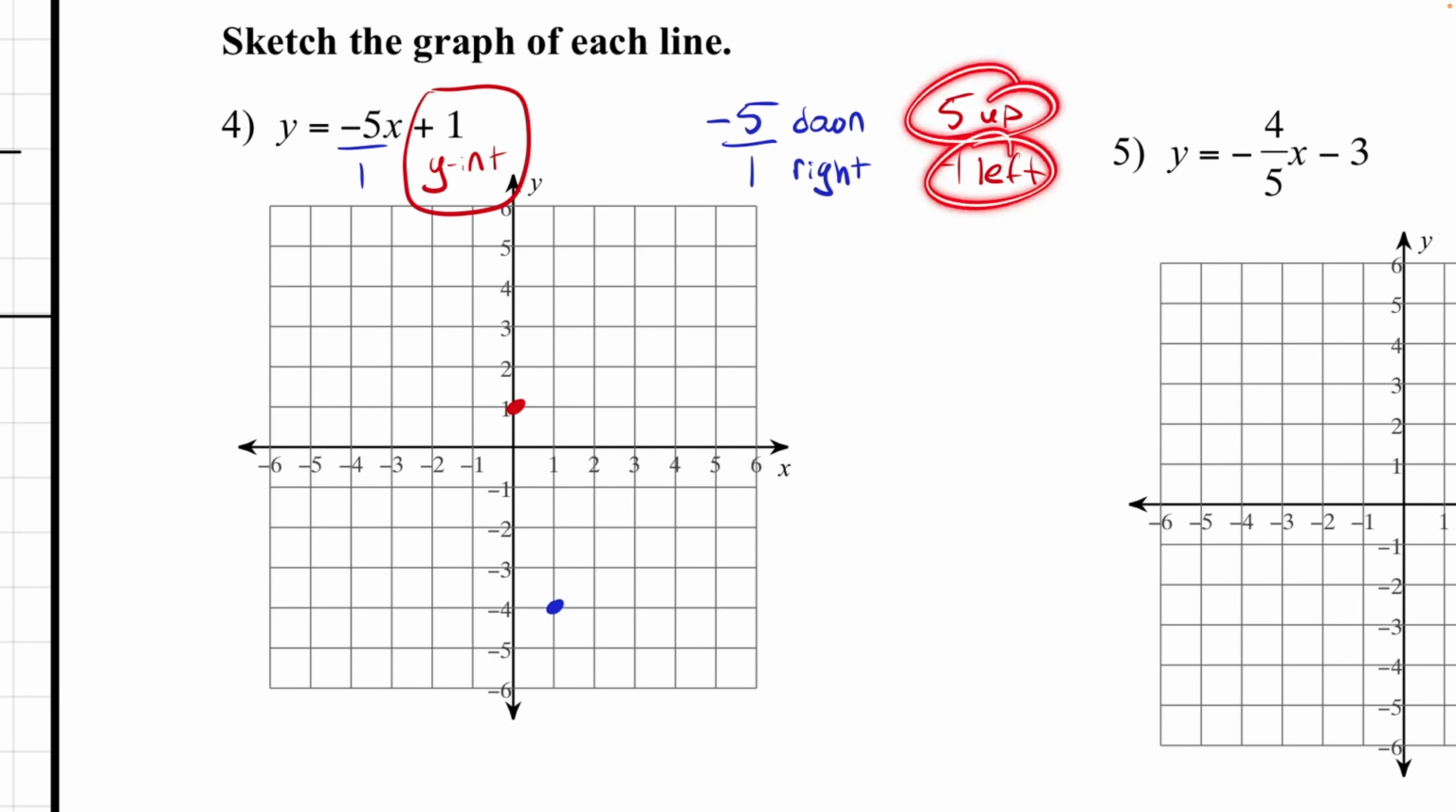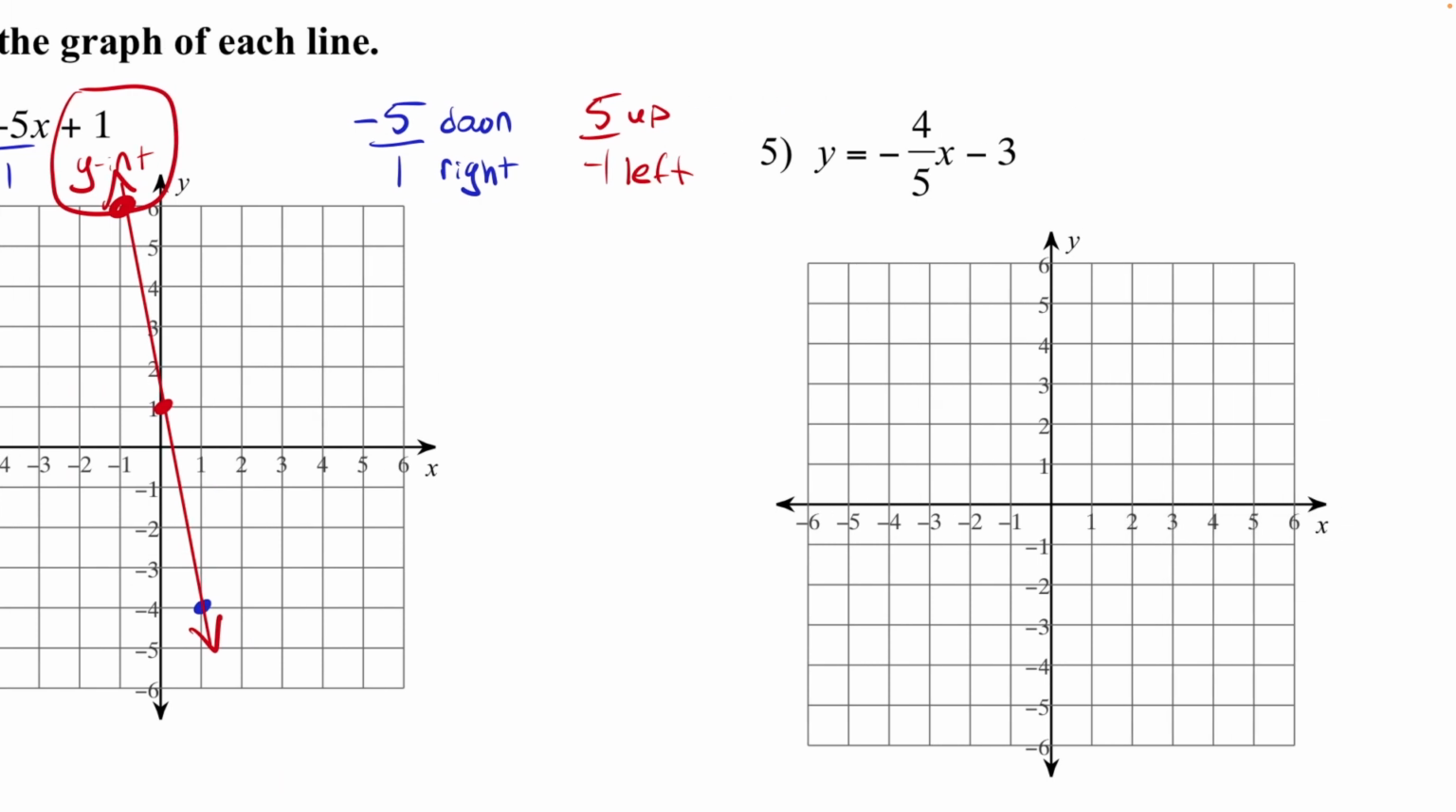So I'm going to go 5 up, 1 left from my y-intercept. So 1 left, boom, and then I go 5 up. 1, 2, 3, 4, 5. I get another point up here. And then I make a line that goes through those points with arrows at the end. That's good enough for me.